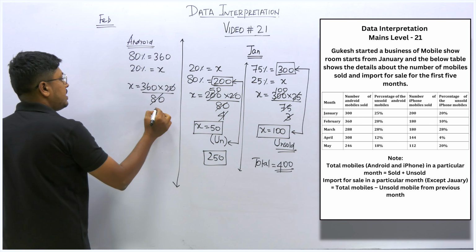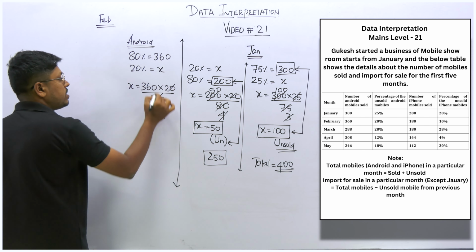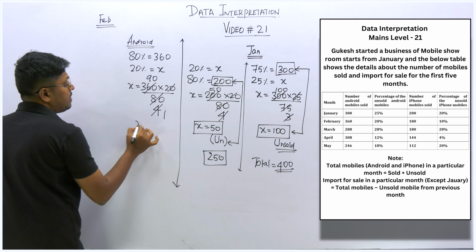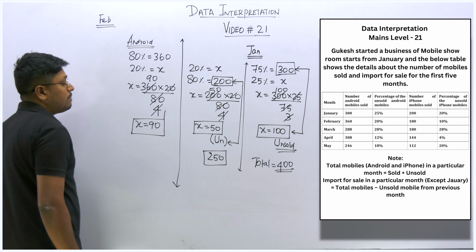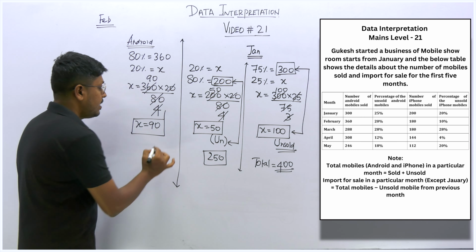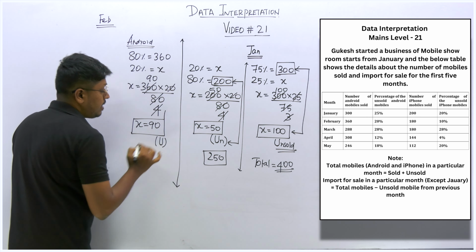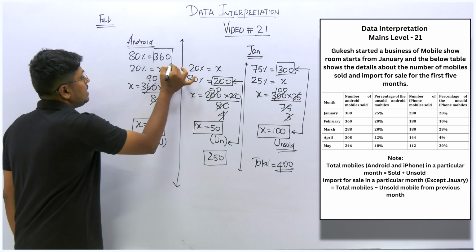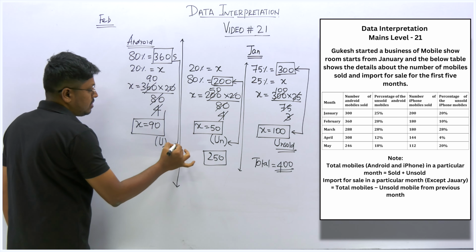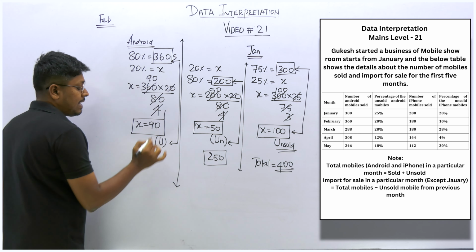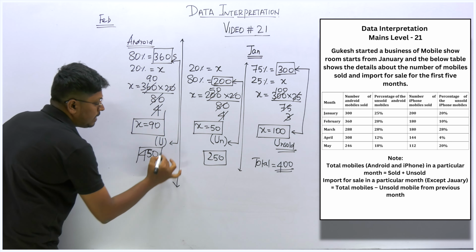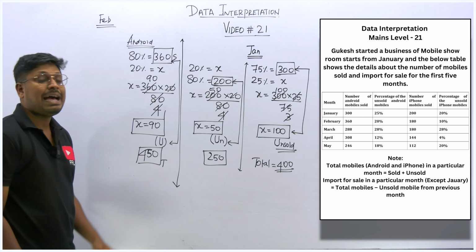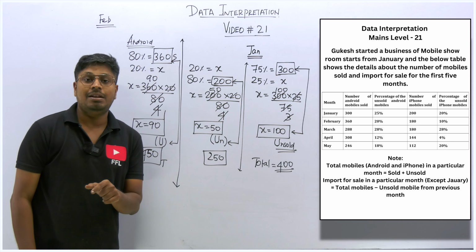So we can cancel it. This will be 4 times 1 is 4, 90. Which means that the total number of unsold Android mobiles in the month of February will be 90. So this will be 90, right? And then sold is how much? 360. So once you add these two values, 360 plus 90, it is 450. So 450 will be the total number of Android mobile phones available for sale.